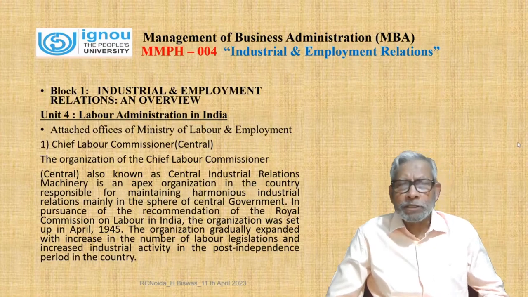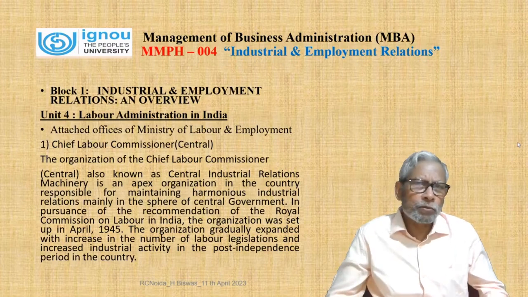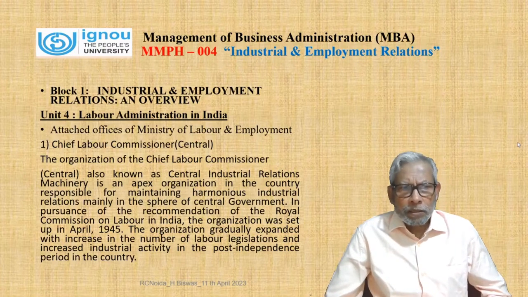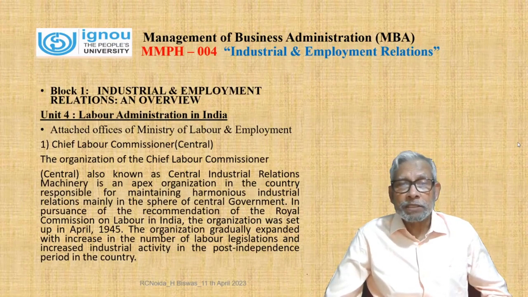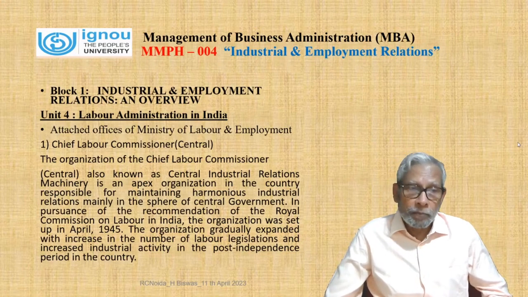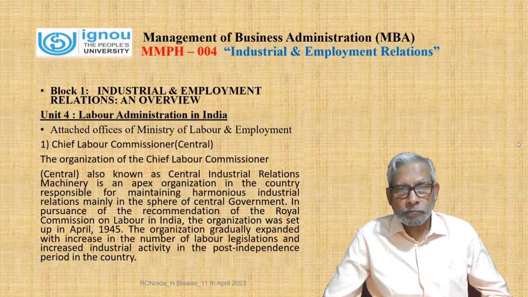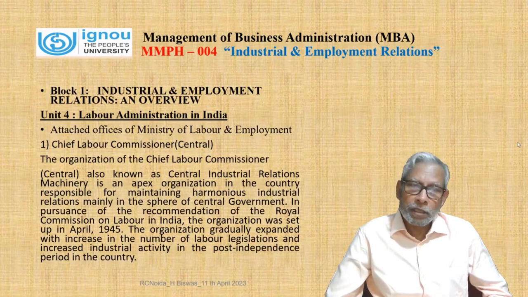Number one, the Chief Labour Commissioner has some responsibility, he has to dispose of some of the work. The organization of the Chief Labour Commissioner, also known as the Central Industrial Relations Machinery, is an apex organization in the country responsible for maintaining harmonious industrial relations, mainly in the sphere of the central government. In pursuance of the recommendations of the Royal Commission on Labour in India, the organization was set up in 1945, before independence.